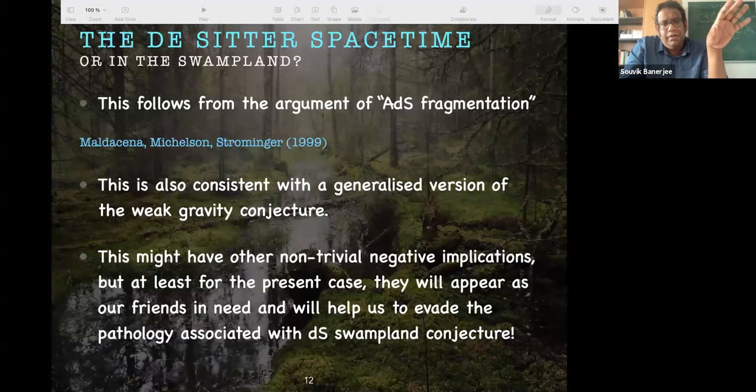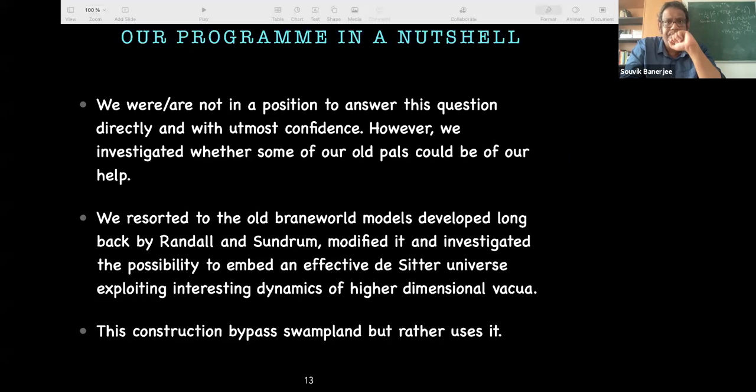Okay. So there might be other non-trivial negative implications, but at least for the present case that we are going to discuss, this will actually be helping us. This non-supersymmetric AdS being unstable, at least in one of the examples that we'll be talking about.